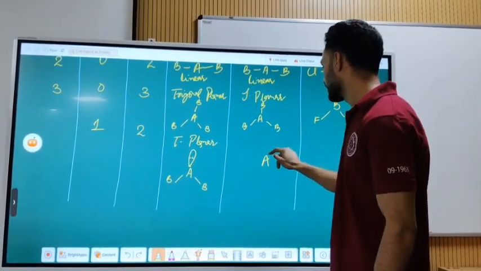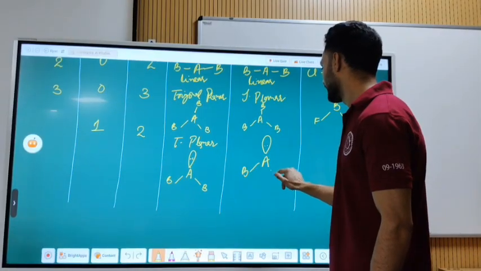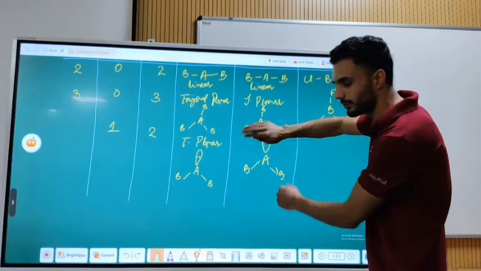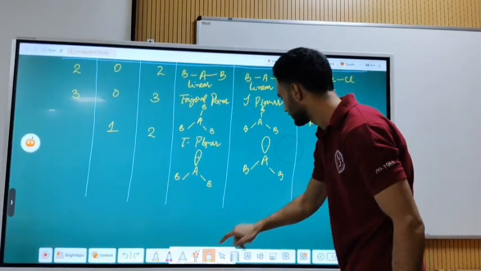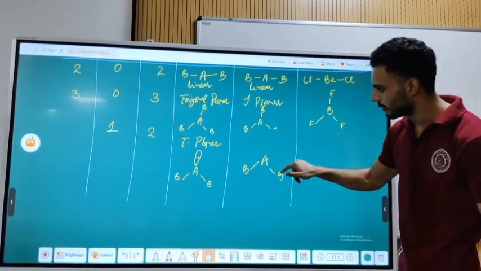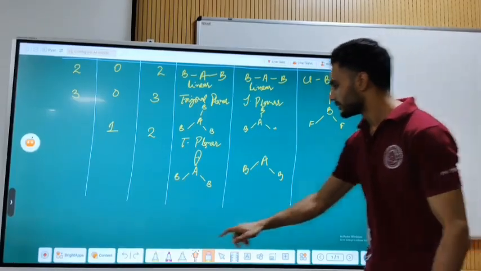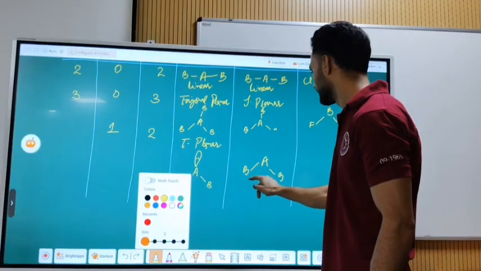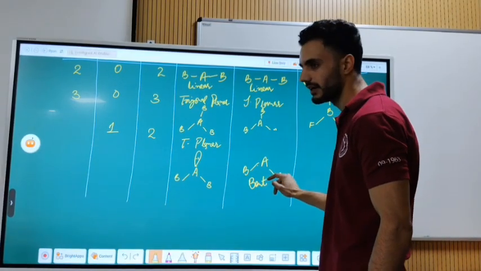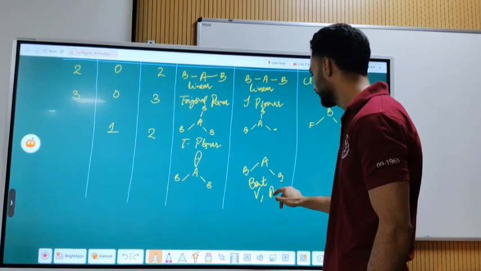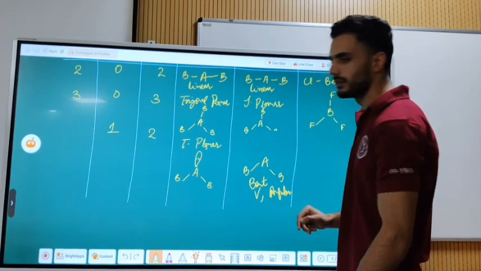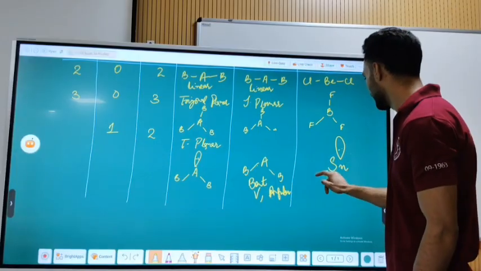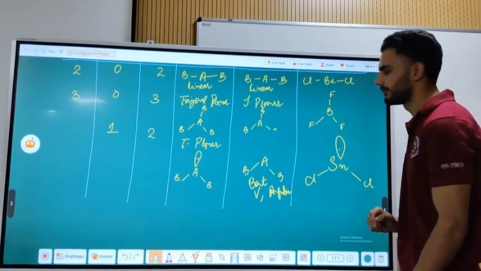So the shape will be like this. If we hide this, the shape will be like this. This is kind of a bent shape. If we erase this, it is a bent shape or V shape. So in this case, there will be a bent shape. This is called bent, or angular, or V shape.